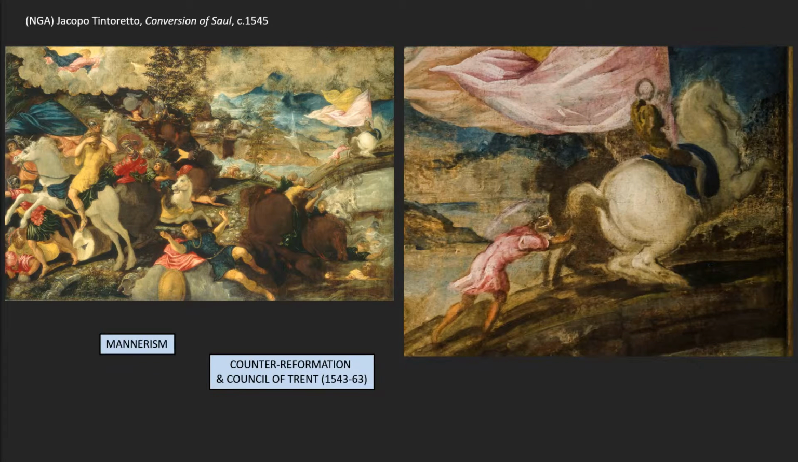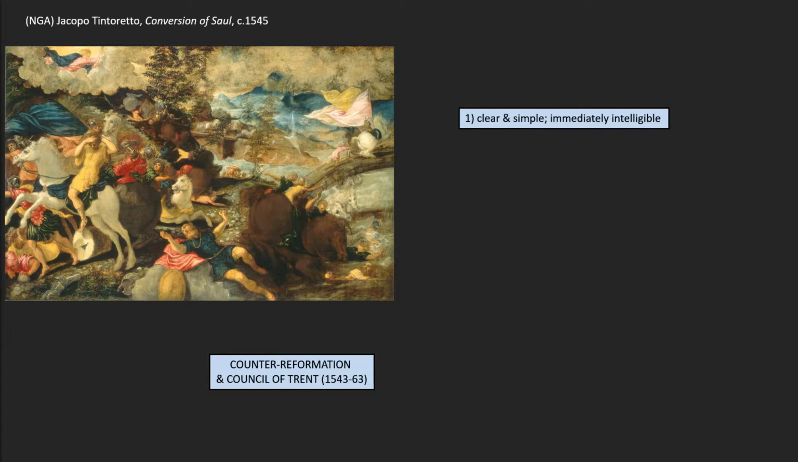Right? They're not worried about portraits. They're not worried about genre scenes of everyday life. They're worried about religious images. And the Council of Trent determines that art has a purpose in the church, and that purpose is teaching. That purpose is the edification and instruction of the flock, right? Of the congregation. And so they come up with 3 basic rules that religious art needs to follow.